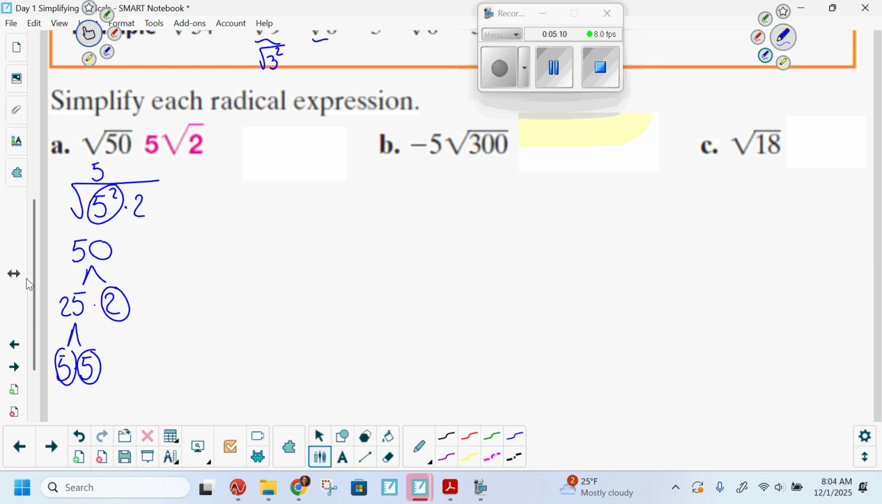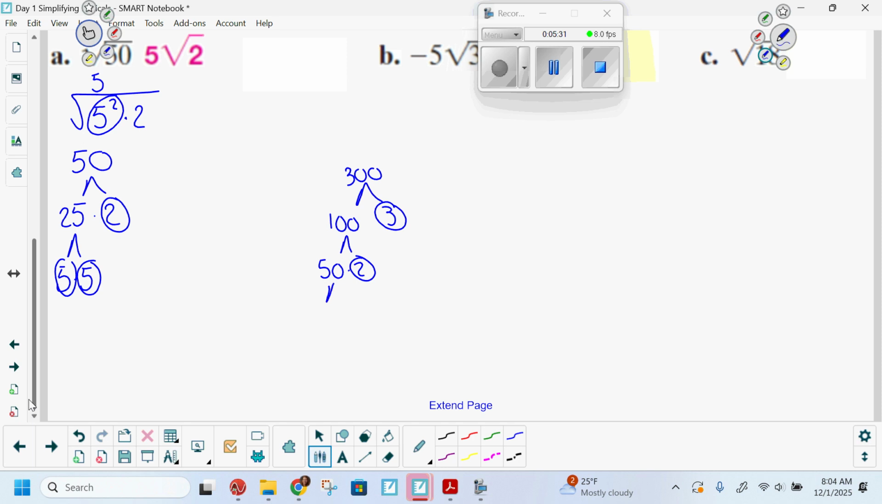Next. Now this one's a little different because I have that -5 in front, but just leave it alone for now. Start with the 300 and do the prime factorization. So let's say I've got 100 times 3. Maybe I can do 50 times 2, or I meant prime, not perfect square. And then 50 I can break down into 25 times 2, another prime, and then 5 times 5.